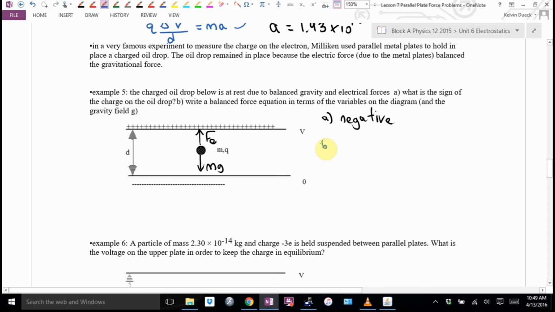B says, write a force equation. You know what? I would normally go winner minus loser, but Jordan, this one is in balance. I can actually just say the electric force equals mg. I can even take it further. Q times the electric field equals mg. I can even take it further. Q times the voltage divided by the distance between the plates equals mg.